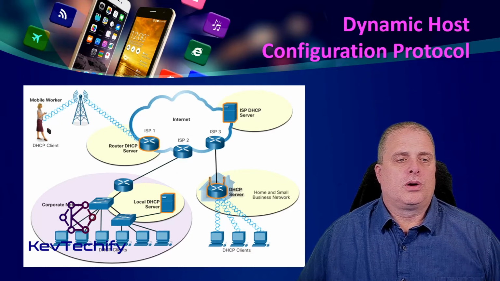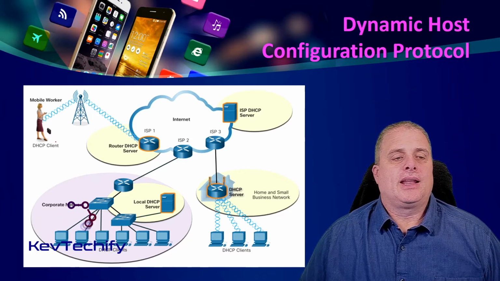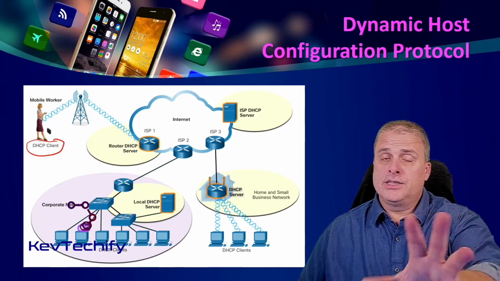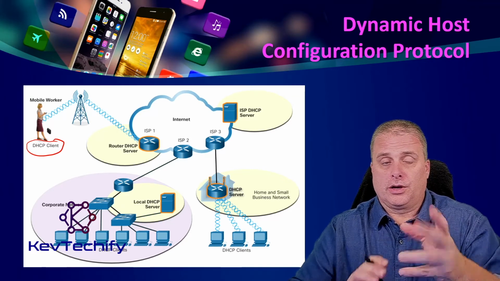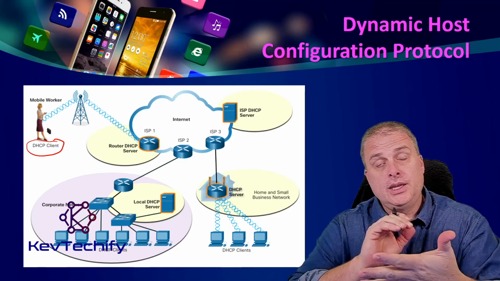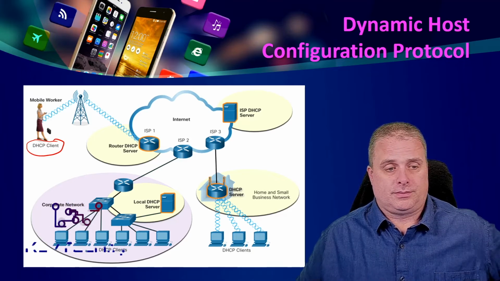We have a mobile worker. This person has a smart device connected into a cell tower. That person gets an IP address through the DHCP client. The cell phone company isn't going to come out and set your IP address up there. What they're going to do is set up a server so that anytime your device connects to the network, it gets an IP address dynamically. They don't have to worry about it.